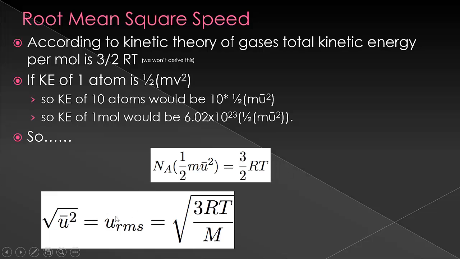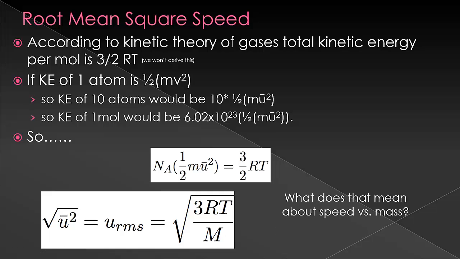So now we can solve this for the URMS, and we get this equation out of it: square root of 3RT over m, where m is the molecular mass. You'll notice in your book they make this kind of a curly, fancy, italicized m. Here I'm just going to leave it as m, and you need to know that that's molecular mass. What does this mean about speed versus mass?